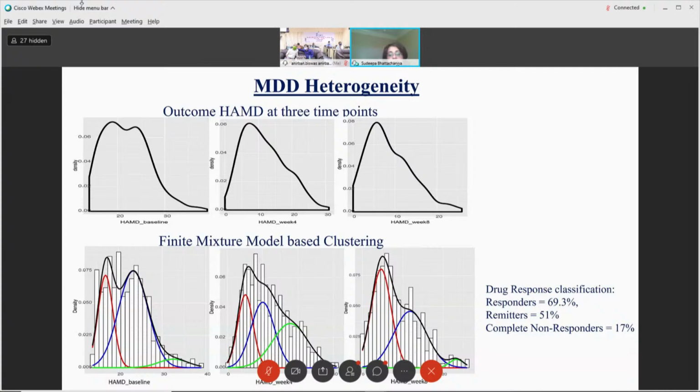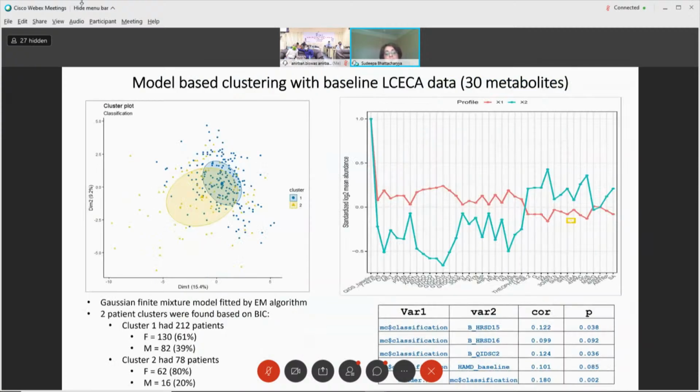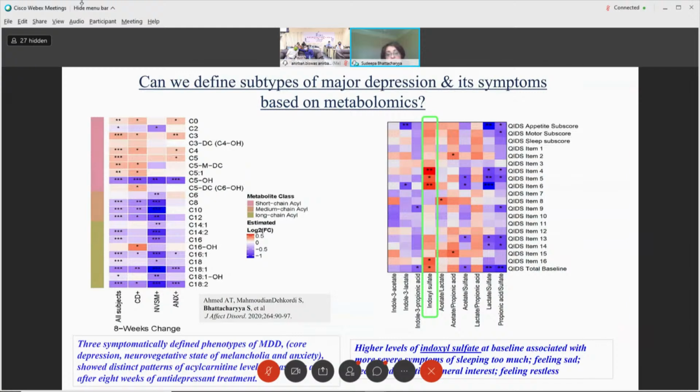Now we are also addressing, I think I'm running out of time, so I will just say that we are also addressing metabolite heterogeneity, and we are finding that metabolites can explain the metabolic heterogeneity that's present in these patients. And we are finding metabolites that are strongly associated with the different symptoms of the disease.